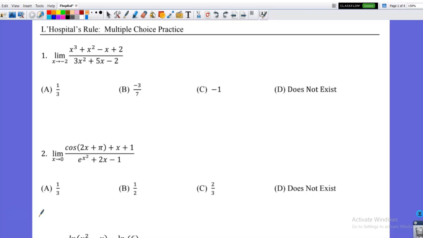The most important thing is to remember that L'Hopital's rule is simply one limit strategy. It's one strategy that can be used under the right conditions to find a limit, and a limit is simply a y value that is being approached on a function as you approach a given x value.